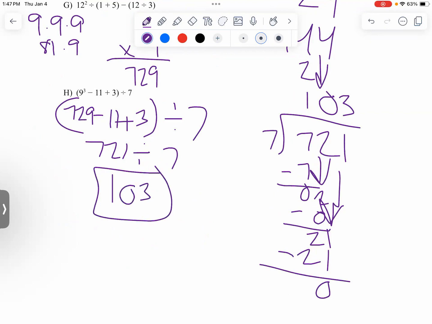Okay. All right. So make sure that you have the work shown in a very similar manner that I do. Make sure you get your full credit for this and get it turned in.